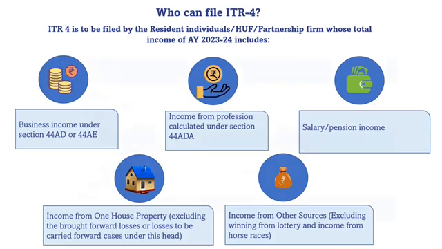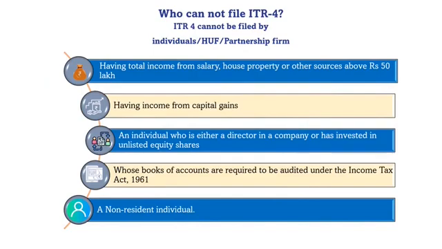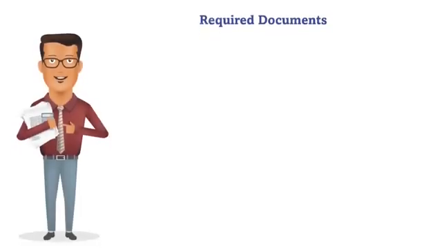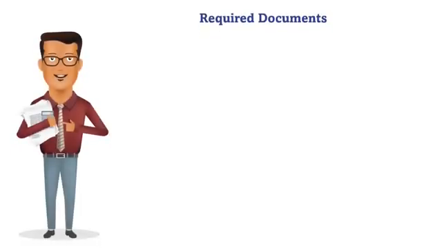Form ITR 4 cannot be used by those individuals, HUFs or partnership firms who have total income from salary, house property or other sources above rupees 50 lakhs, or who have income from capital gains. The form cannot be used by an individual who is either a director in a company or has invested in unlisted equity shares, whose books of accounts are required to be audited under the Income Tax Act, or by a non-resident individual. You should collect the following documents before starting to file your income tax return.